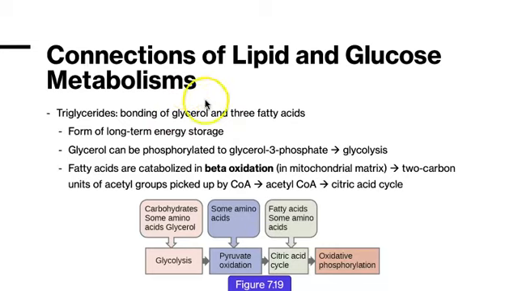And we take that glycerol and we can phosphorylate it, meaning we're going to add a phosphate to it, and we get glycerol 3-phosphate that can then enter the glycolysis pathway. With our fatty acids, we are going to be able to catabolize them in a process known as beta oxidation. And this process takes place in the mitochondrial matrix, as well as the Krebs cycle and electron transport chain. And we have our 2-carbon acetyl units picked up by our coenzyme A that turns it into acetyl-CoA.